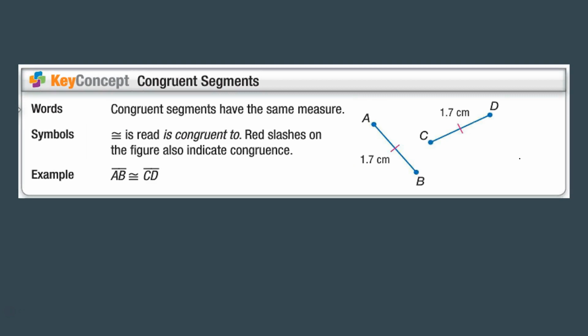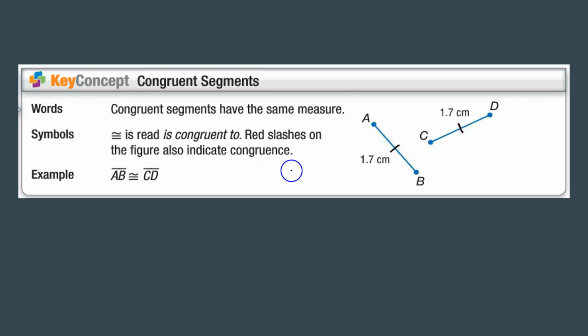Then we have congruent segments. Congruent segments have the same measure. So as you can see here, AB and CD, they're both equal to 1.7 centimeters. That's what it tells us. When it has this red slash here, that's also saying that it's congruent.